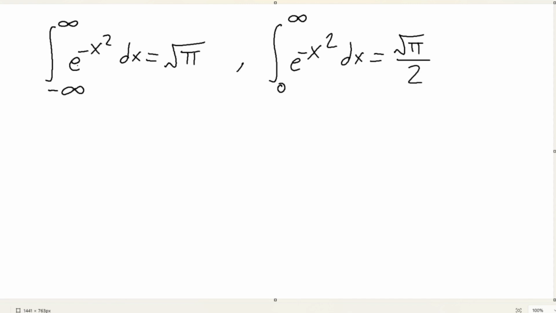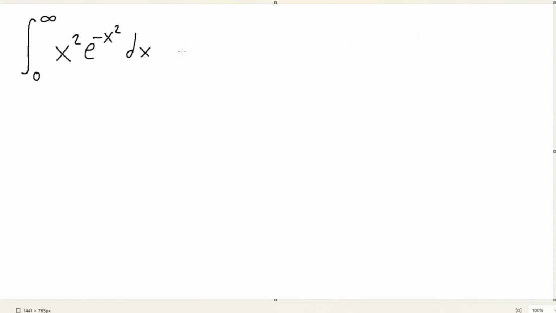With this formula, we can format integrals in terms of the Gaussian integral. And in integration bees, some people can secretly hide stuff within this Gaussian integral. So let's go ahead and get into that. So we have this integral here.